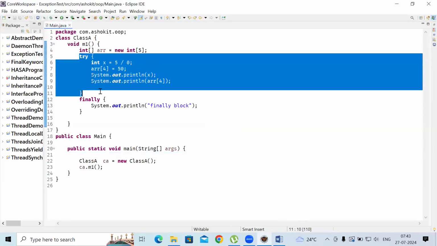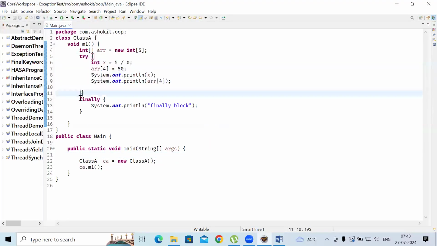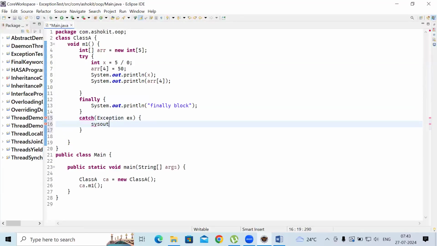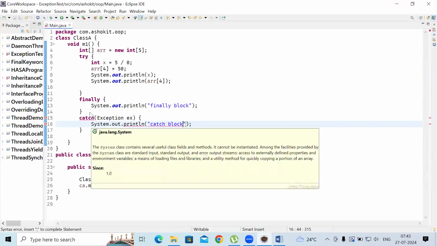When you're writing a try block, we must add either a catch block or a finally block. A corresponding catch block is required or a finally block is required, or both also we can write. If you want to write both, which is the correct order? Try, finally, catch, I want to write. For example, catch, exception, EX. Suppose I'm writing system.out.println in the catch block. So look at this now. At line number 15 and 16, I'm getting an error, because you are writing try, finally, then catch. This is the wrong order.